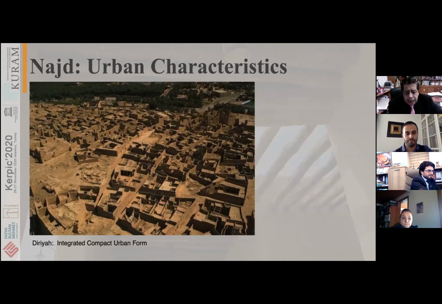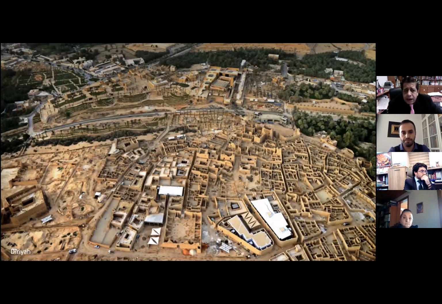In some cases, that integrated compact form integrates with the palm trees that form the oasis, and this also has some impact on improving or humanizing the climate of the settlement. This is the case of Daraya. Again, we see the palm trees, in a way or another, form fingers through the urban form of Daraya.